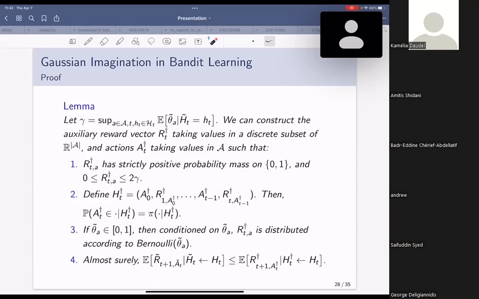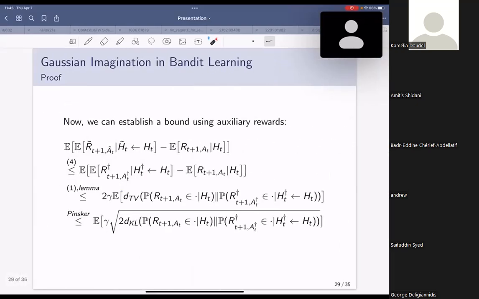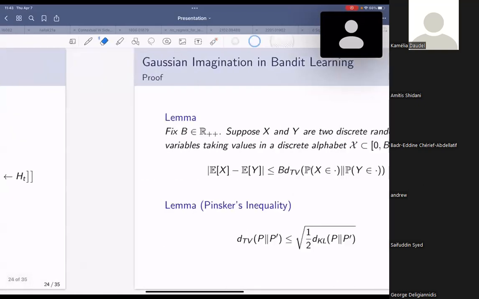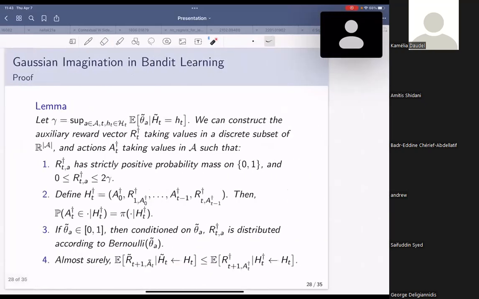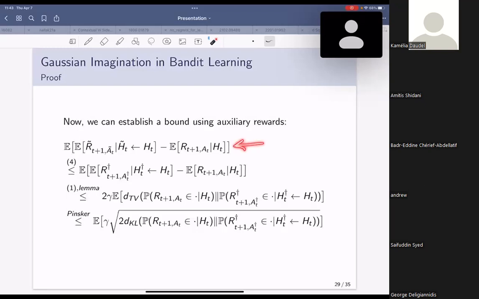So they basically prove that this auxiliary reward exists and we can construct it. And now we can use this auxiliary reward. So if we go back to the one-step approximation loss we had here, this is basically this term. And by property 4 in the auxiliary reward lemma, we know that the imaginary reward can be upper bounded by the auxiliary reward.